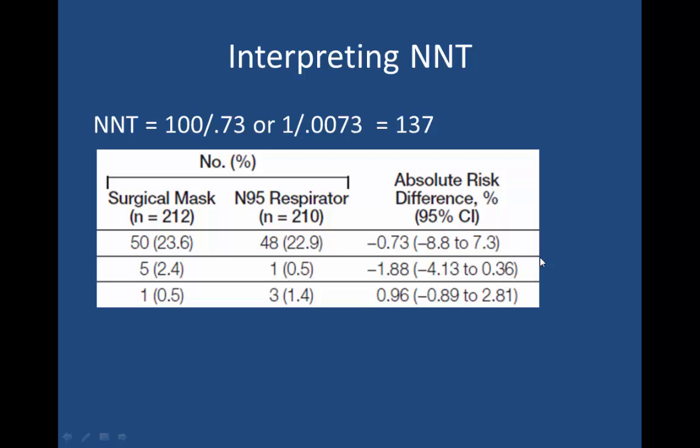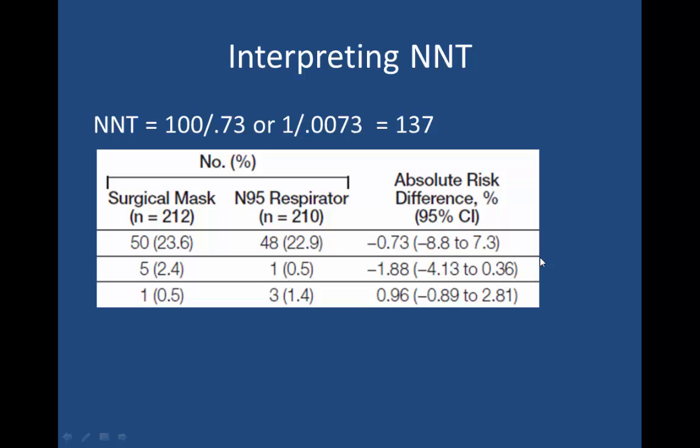So that's the place that you could get confused when you're calculating number needed to treat. If the study didn't give it to you, if they reported risk ratios, we've gone through how you could calculate the absolute risk reduction or absolute risk difference. If I have the absolute risk reduction, I can calculate NNT.